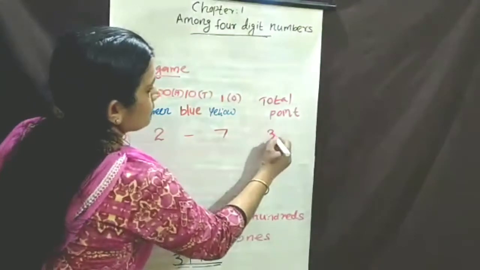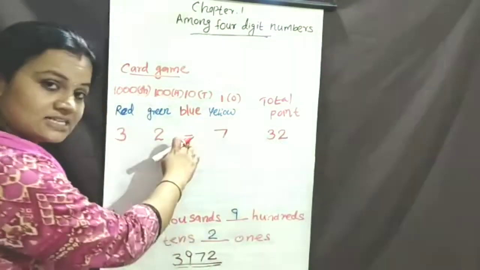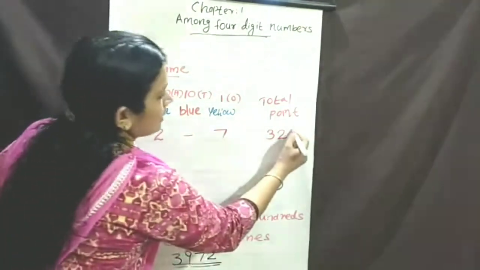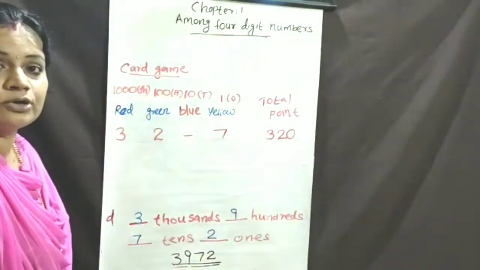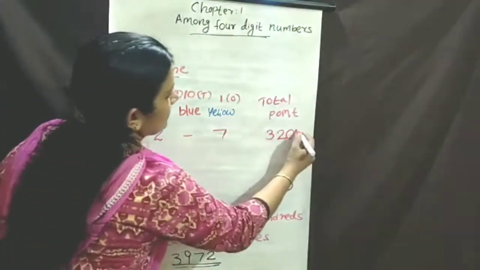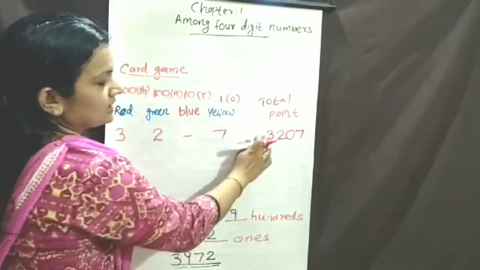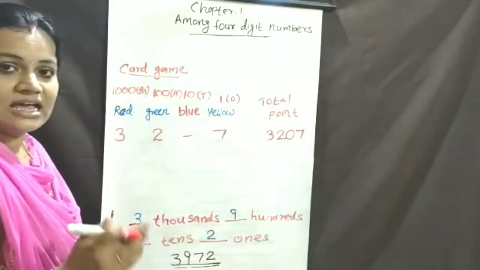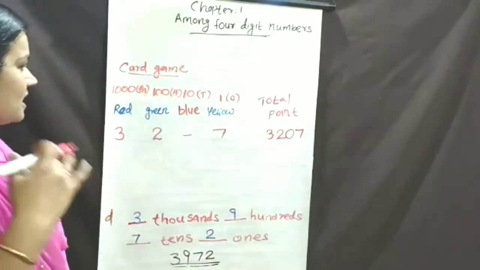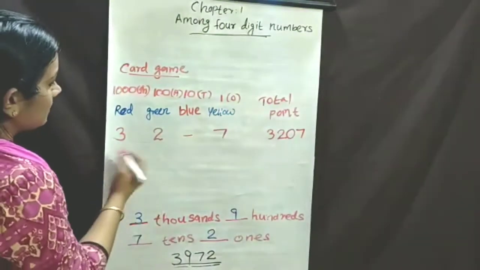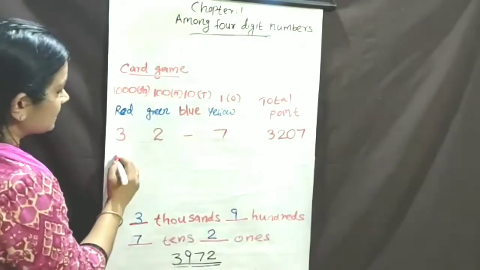3, 2, and the dotted one is here, so we can put 0. So we put a 0. Then 7. Now read this number: 3207.